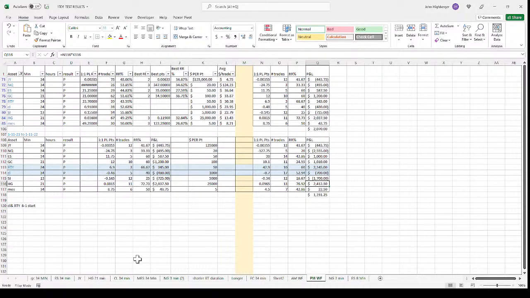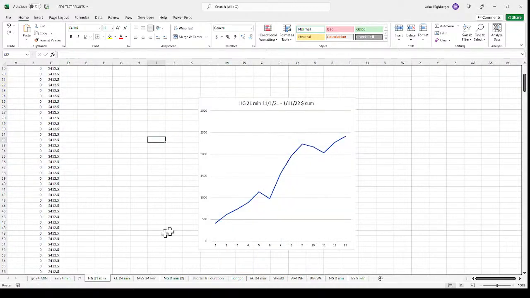The other thing that I wanted to start looking at was drawdown. I wanted to understand for the different assets what the P&L curve looked like. So here's an example of what copper looks like for the 11/1 to 1/11 time frame. You can see that's not too bad looking. I'll be happy with that. So hopefully we continue to see results like that as we get our 30 trades.